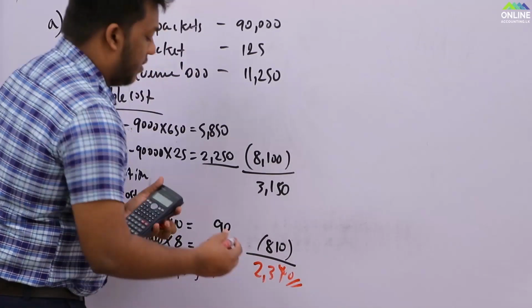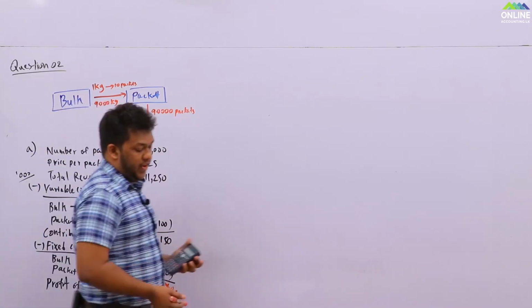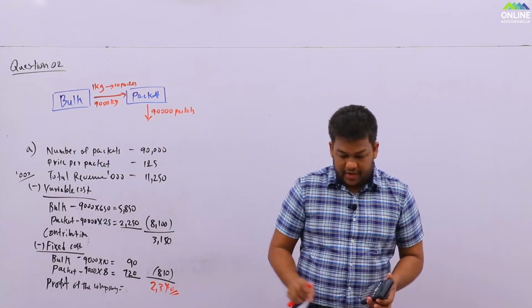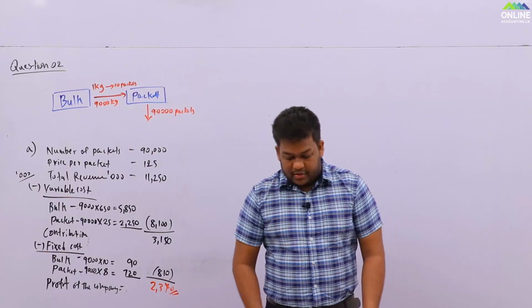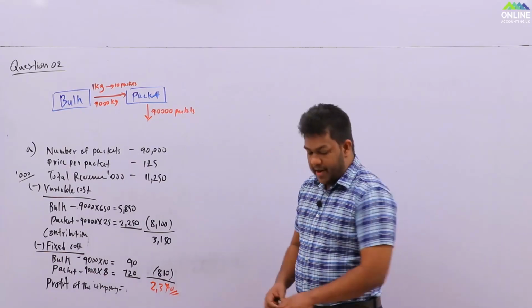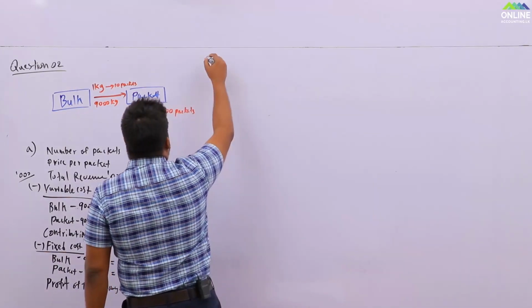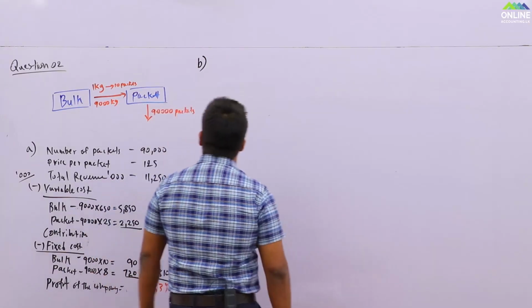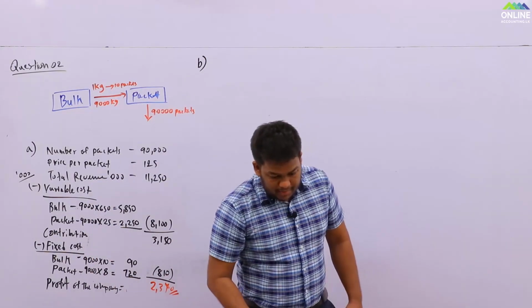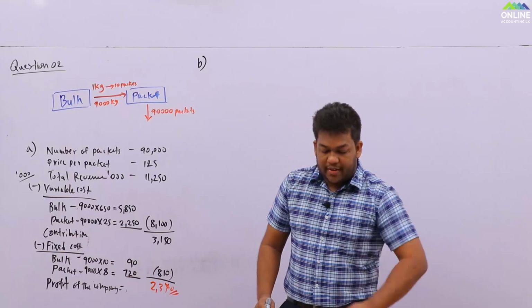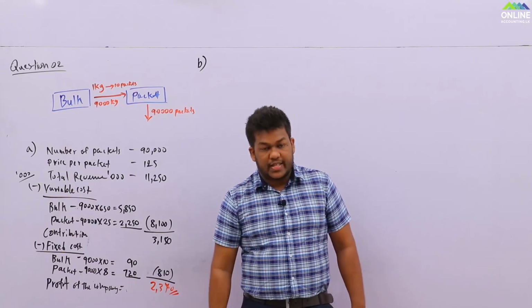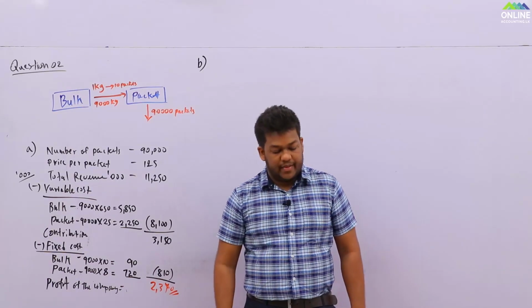2340. So this is the profit. Next one they are asking, recommend the minimum transfer price that should be charged by the bulk division if it operates under full capacity.